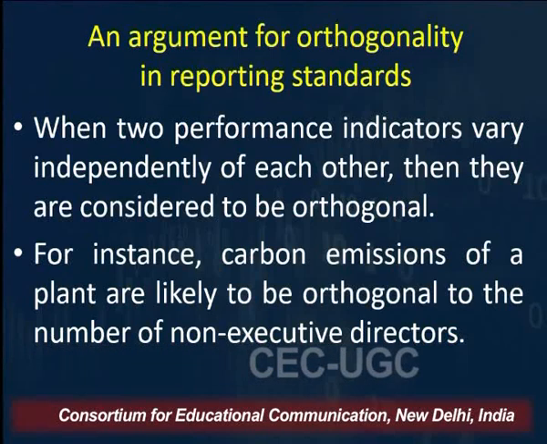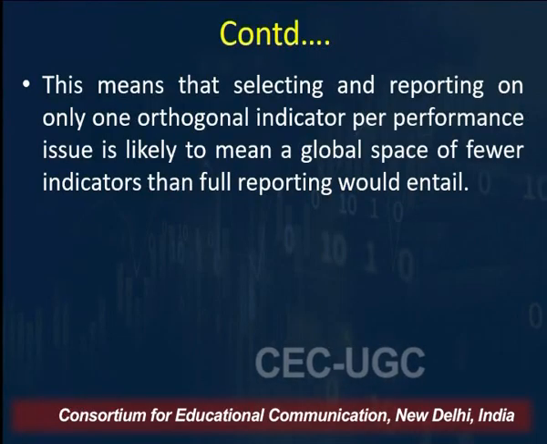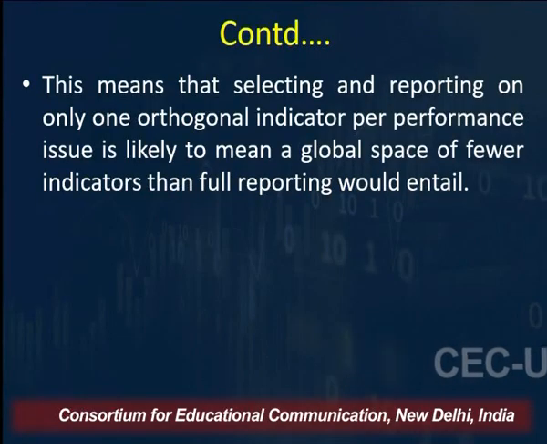So you are talking about carbon emissions on one hand, and on the other hand the number of non-executive directors your company has as far as your KMPs are concerned. These two are orthogonal, they are independent of each other, and the number of non-executive directors has nothing to do with the carbon emission you are emitting. So in your machinery, whatever carbon emission it is emitting, it is likely to be orthogonal to the number of non-executive members.